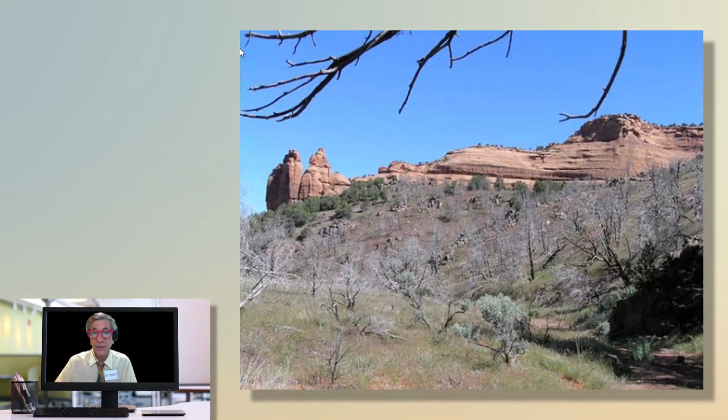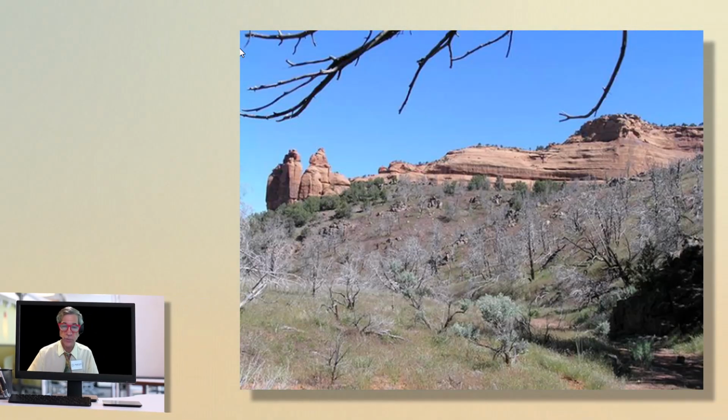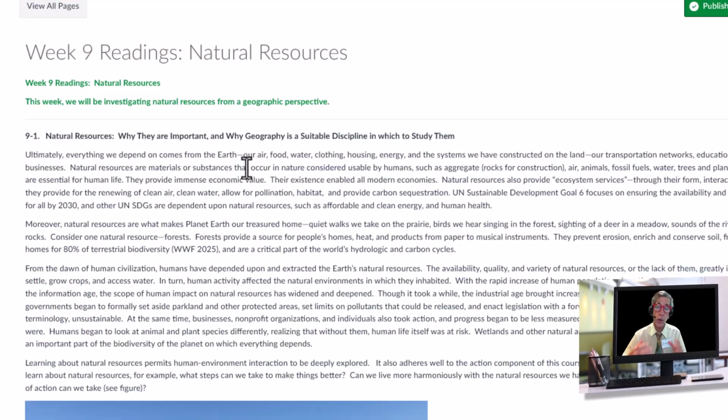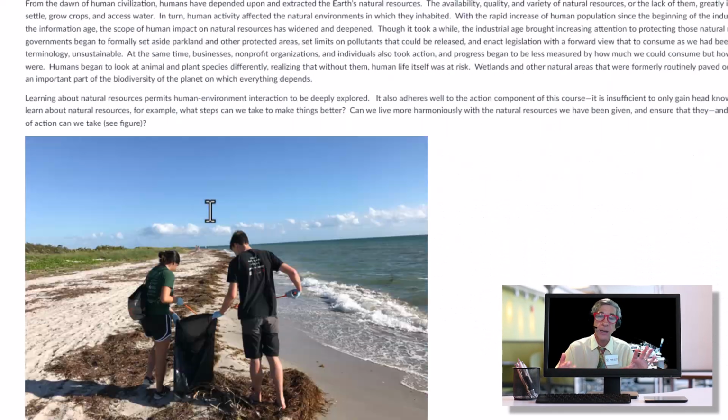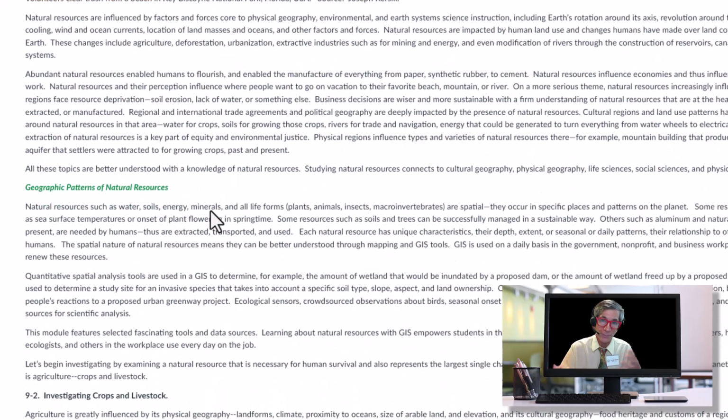Now, these tools and this geographic perspective are used on a daily basis in all sectors, all agencies of government, nonprofit, business workplaces to manage, extract, plan, and renew these resources. So this week we are going to do a couple of things. In our reading section, we're going to examine crops and livestock with cartograms.